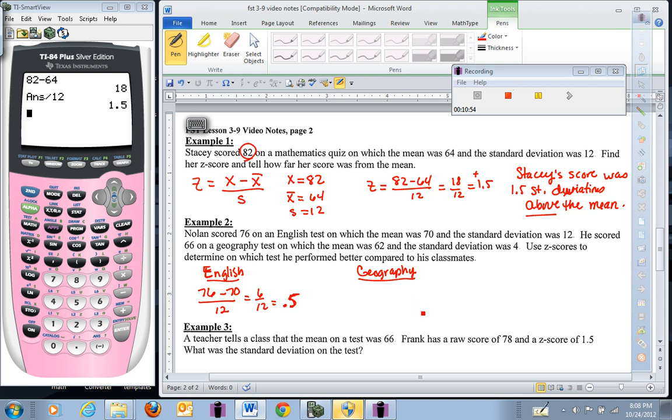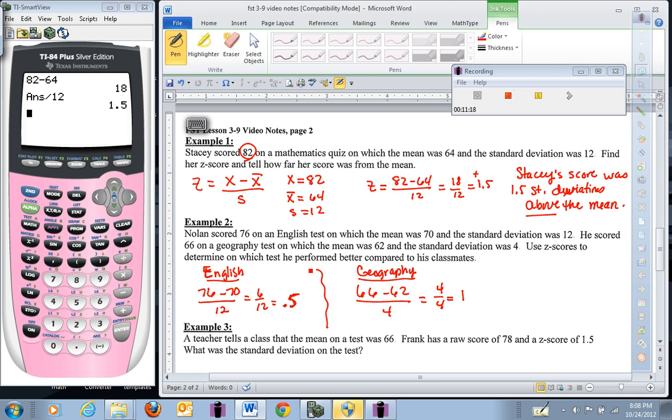Okay. For geography, he scored 66. The mean was 62, and the standard deviation was 4. So 66 minus 62 is 4. 4 divided by 4 would be 1. So the z-score for that would be 1.